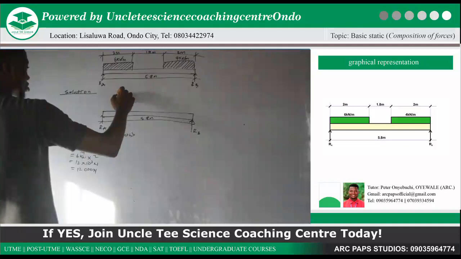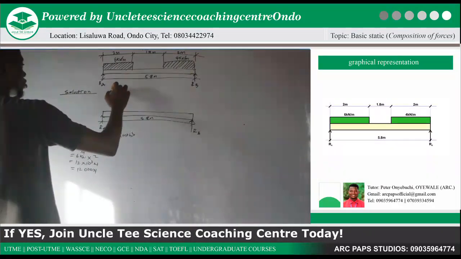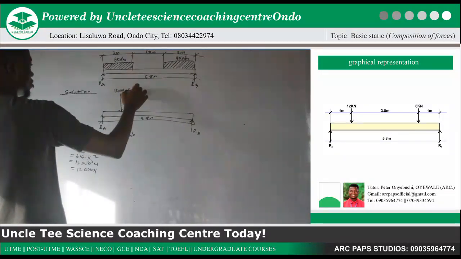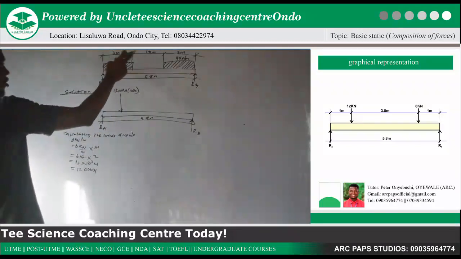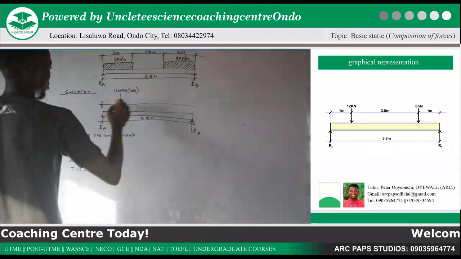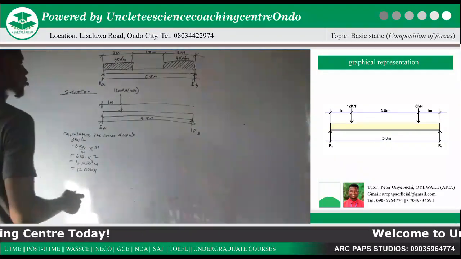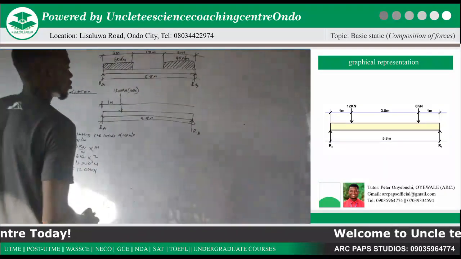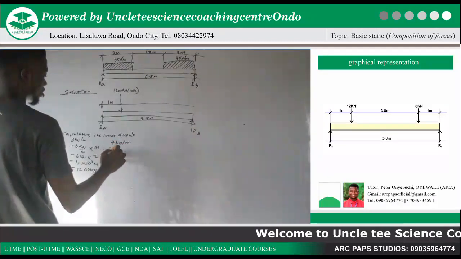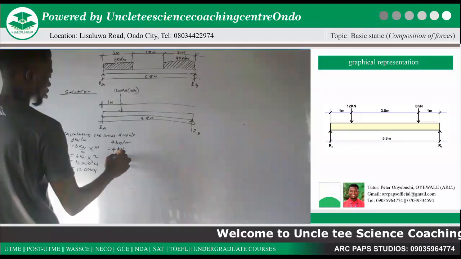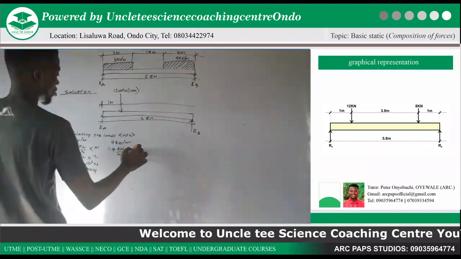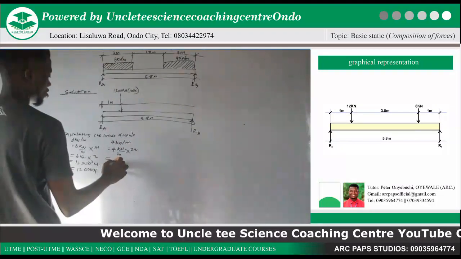So if we convert this to a centrally placed load, this will be 12,000 Newton or 12 kilonewton. Now changing this to a centrally placed load, we divide this into two. When you divide it into 2, from here to here will be 1 meter. Now I'm also going to do the same approach for the 4 kilonewton per meter. Now when multiplied by the distance, which is also 2 meter, this will give us 4 times 2, 8 kilonewton.